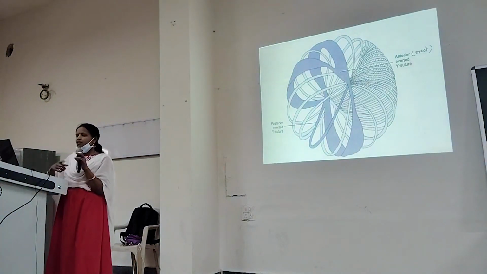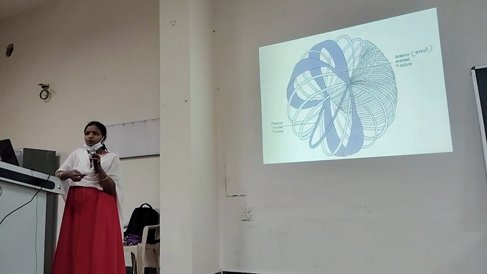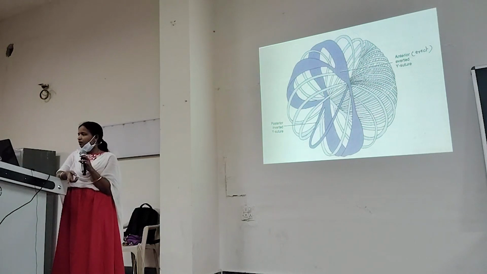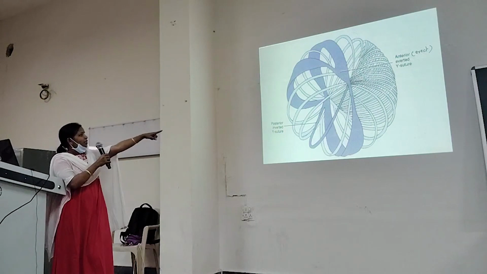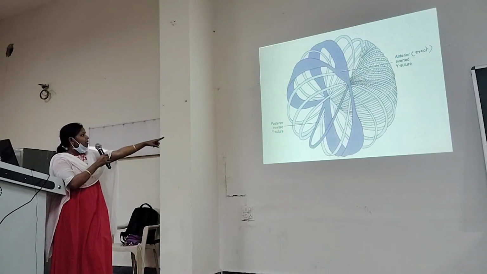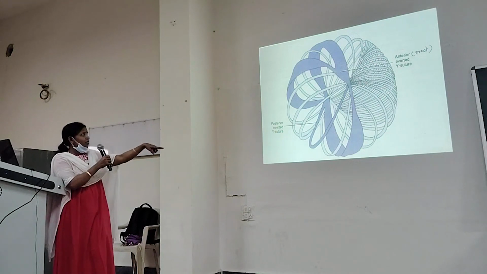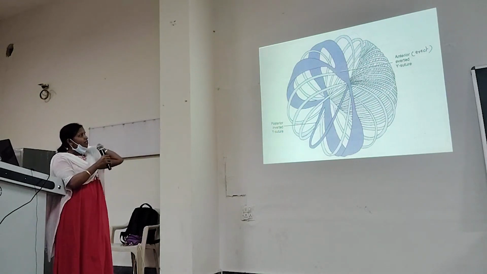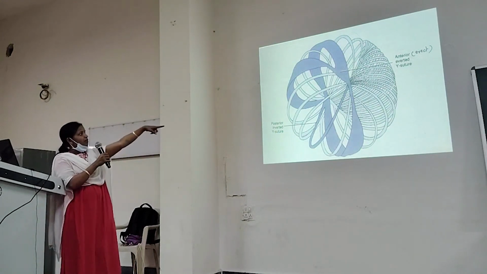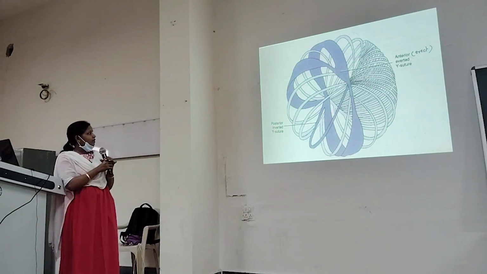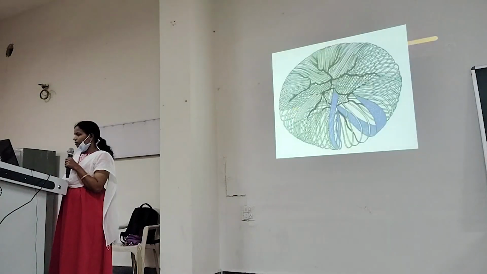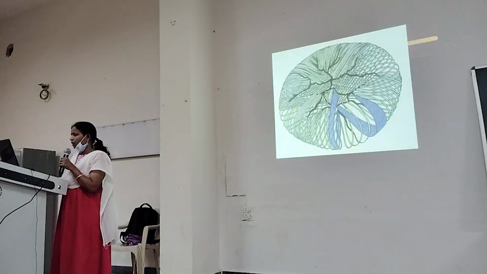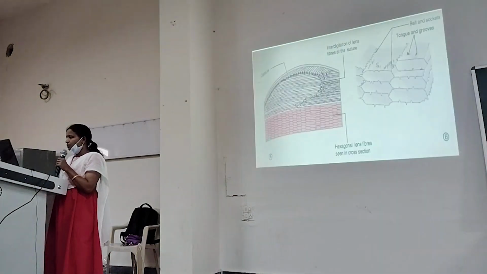And this is how the lens fibers are arranged. This is the anterior portion and this is the posterior portion. These are the embryonal nucleus, the innermost nucleus, and how they are arranged. There is a nomenclature called Y-shaped arrangement of the fibers. And this is again the fibers, how they are arranged in the lens.